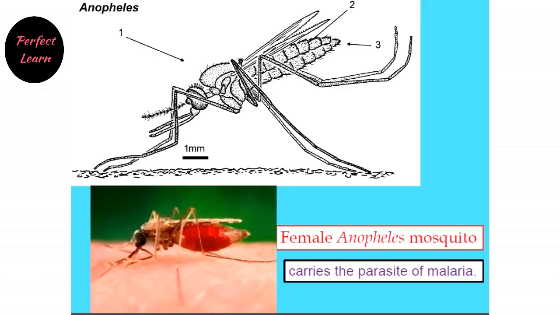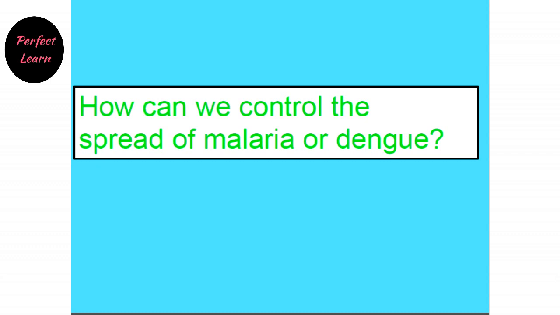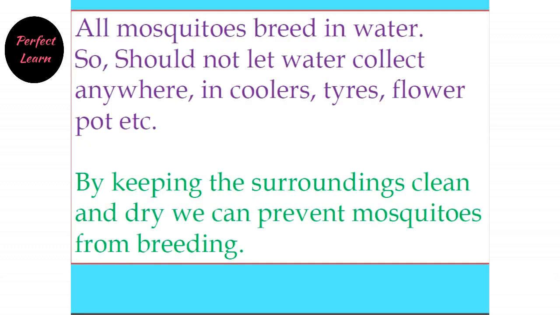Female Anopheles mosquito carries the parasite of malaria. Female Aedes mosquito, carrier of dengue virus. How can we control the spread of malaria or dengue? All mosquitoes breed in water, so we should not let water collect anywhere in coolers, tires, flower pots, etc. By keeping the surroundings clean and dry, we can prevent mosquitoes from breeding.